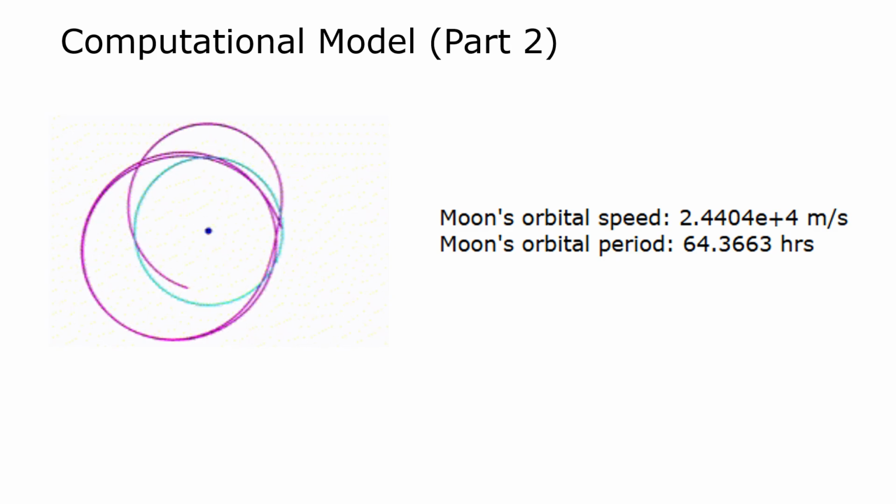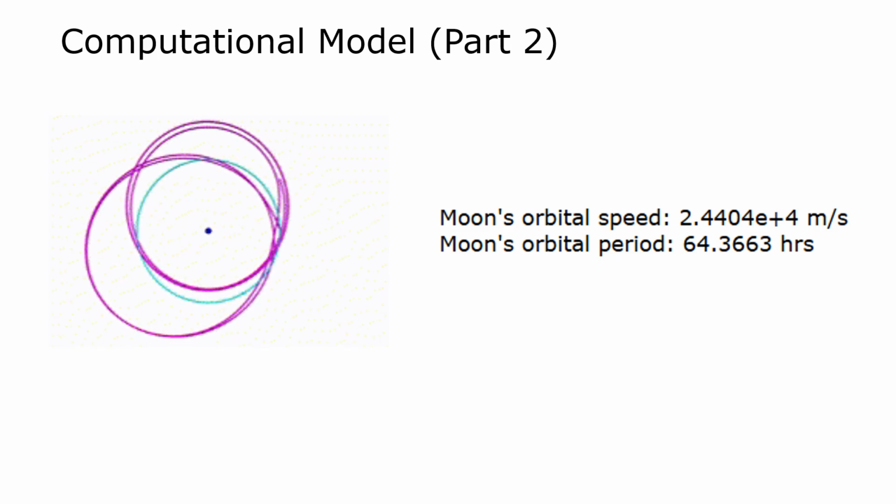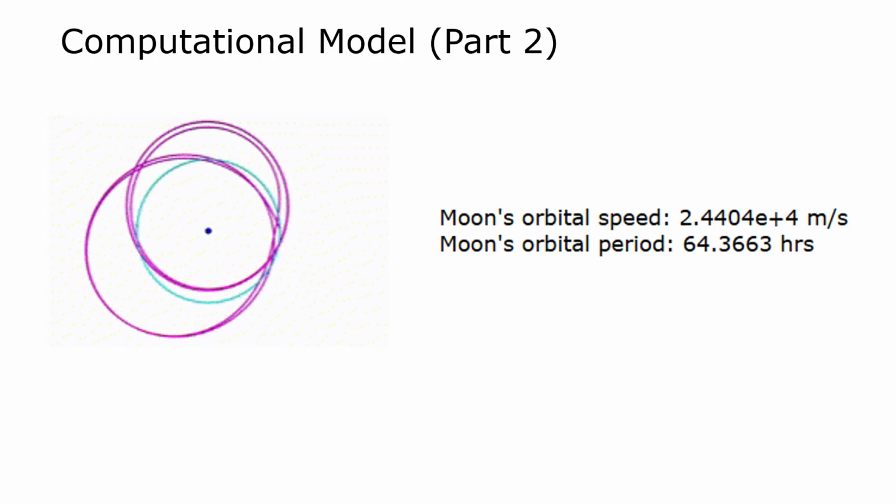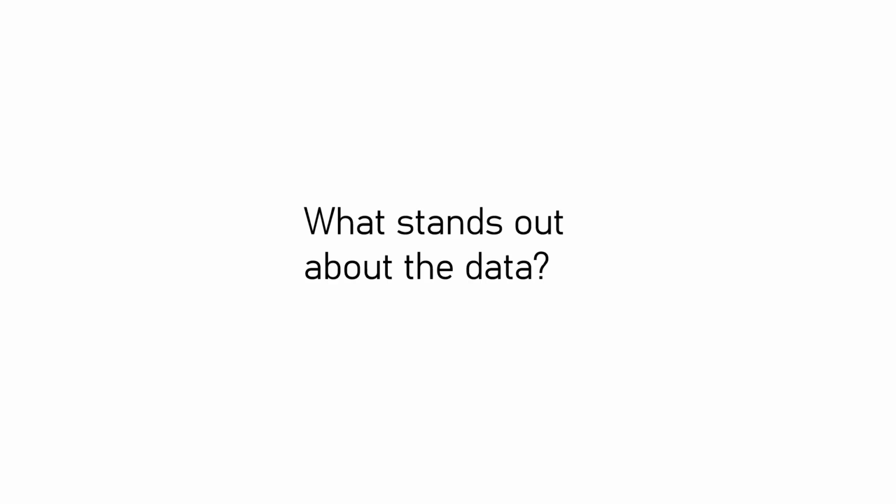So here are the results from part 2 of the lab. As you can see, the orbit is not a figure-8 orbit because that was almost impossible to do, but you can see the irregular orbit because of the forces of attraction between the planet and the moon. And here are the orbital speed and period. Let's look at the data.